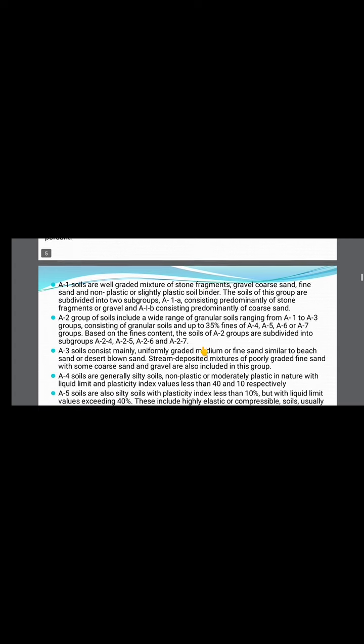So A1, A2, A3 soils are granular soils, in which the percentage of fines passing is less than 35%, and if it is more than 35% it is A4, A5, A6 and A7 soil. We will go on one by one. What is A1 soil?